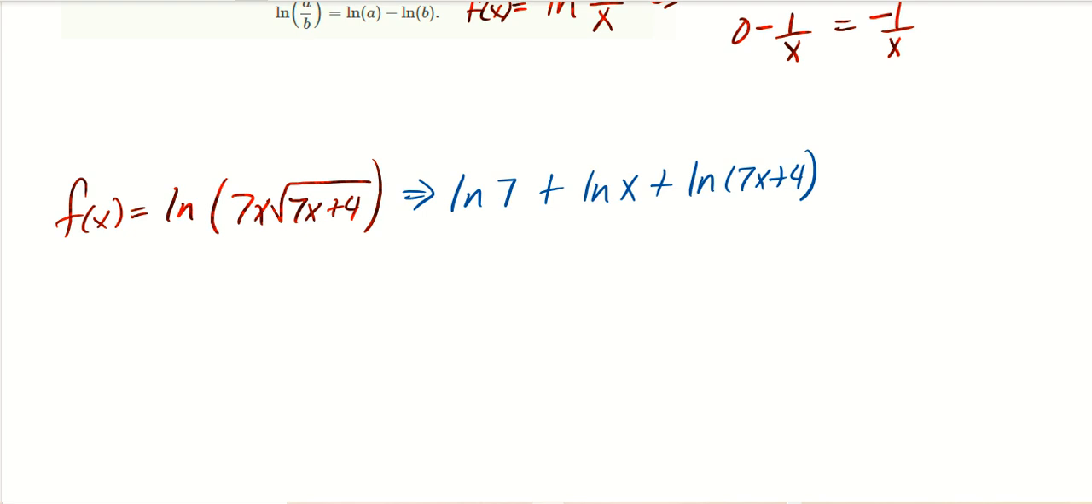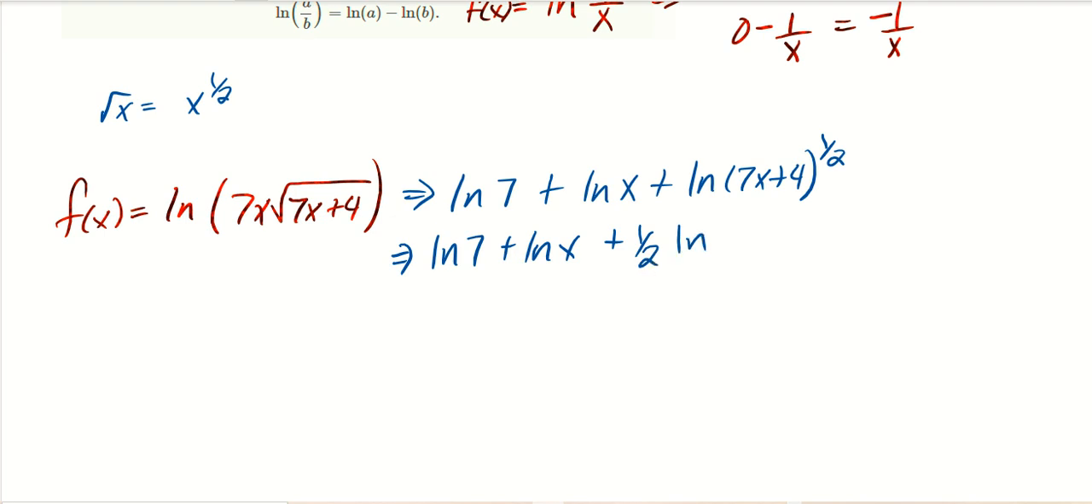All right. So now that is 7x plus 4 to the 1/2, because we were looking at a square root, right? And anything with the square root, the square root of x means it's x to the 1/2. Now will be the time where I have one more property that I can do. This 1/2 is actually the power property. So I can really look at it as the natural log of 7 plus the natural log of x plus 1/2 natural log of 7x plus 4.